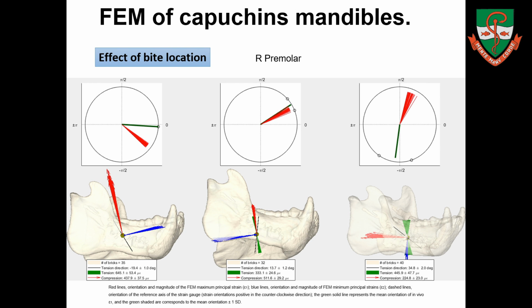And when we change to the right side of the mandible, we have the same situation. The premolar and the molar have different orientations of the E1 and E2, and they have different intensities too. But this gauge site, like the medial gauge site, still keeps the same orientations from the other one, even if we change the bite position.